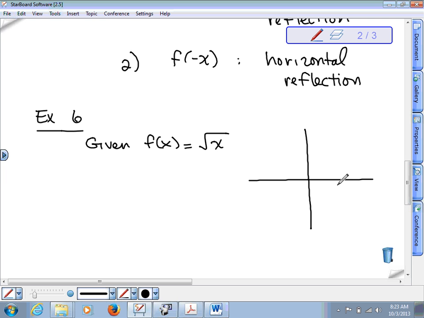Often they ask, where does it start? Where does it begin? 0, 0. Then we have 1, 1. Then we have 4, 2. There's a couple points. There we go. That's what you're trying to describe with that fancy hand wave, right? This is what the graph looks like.